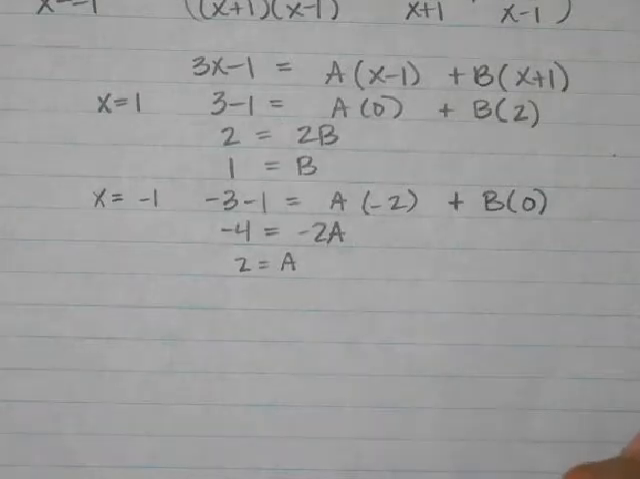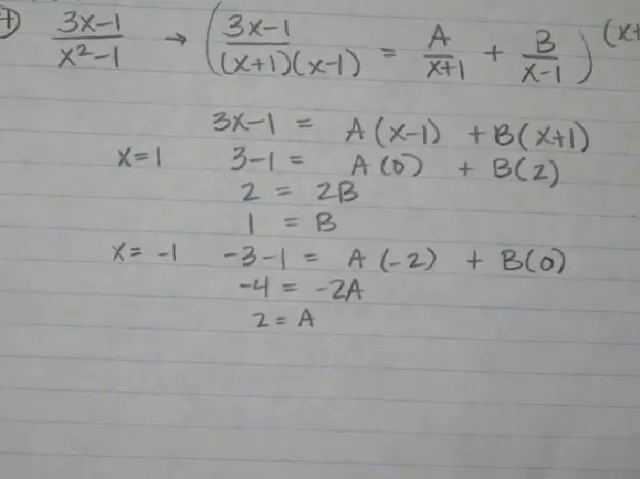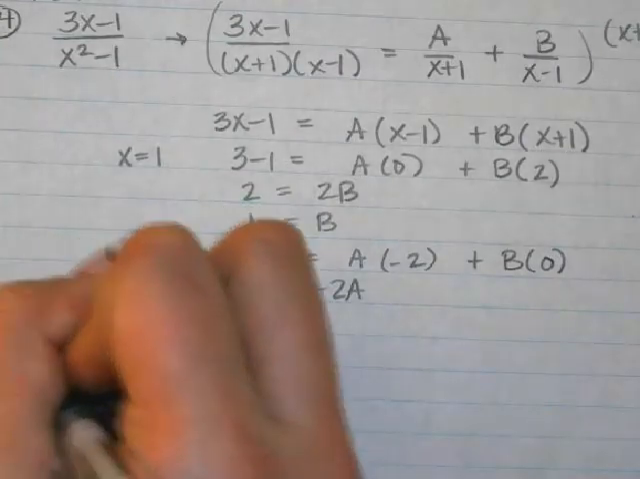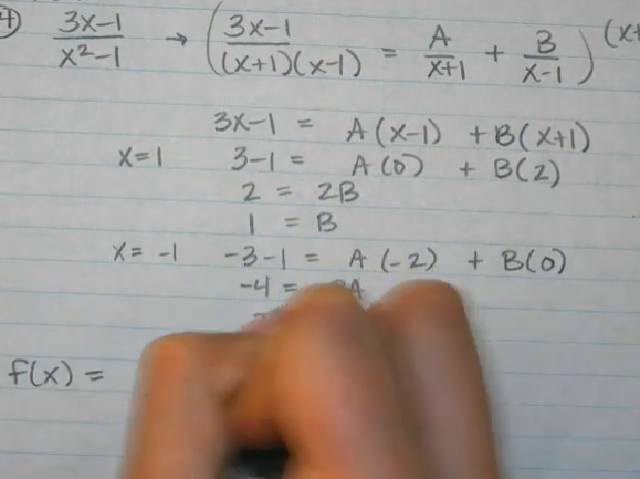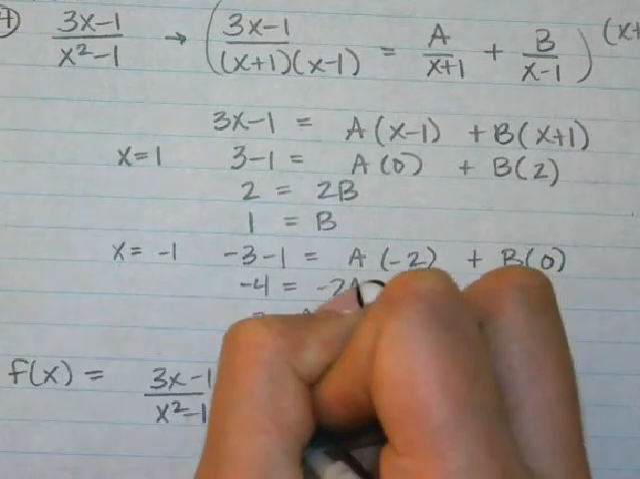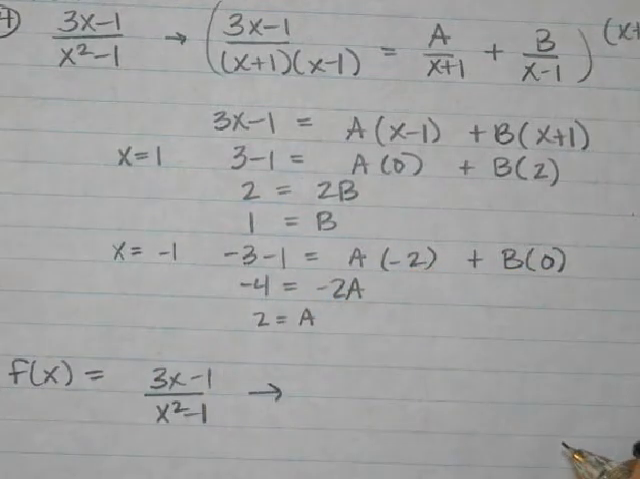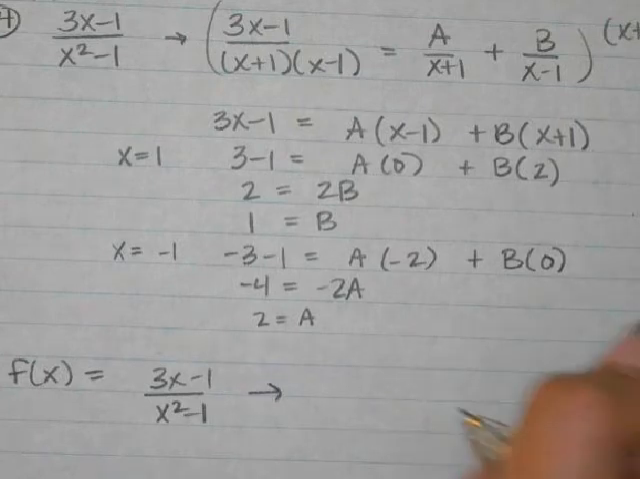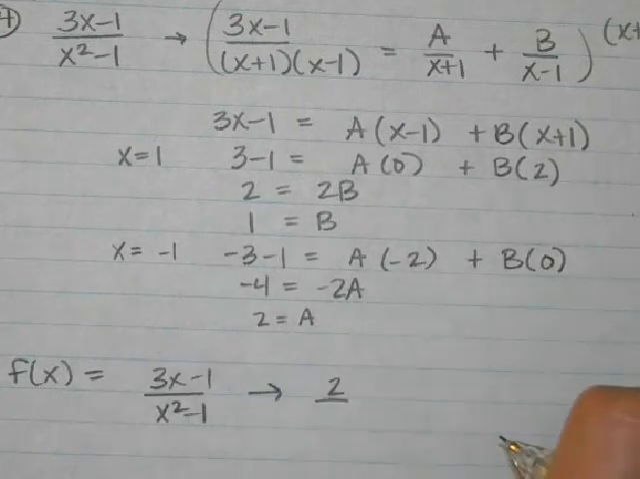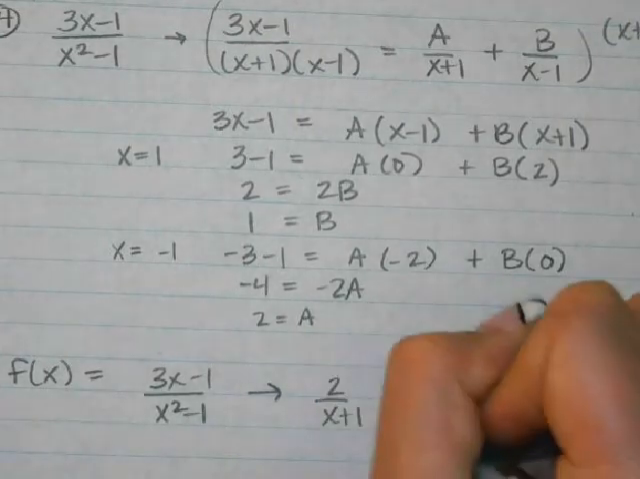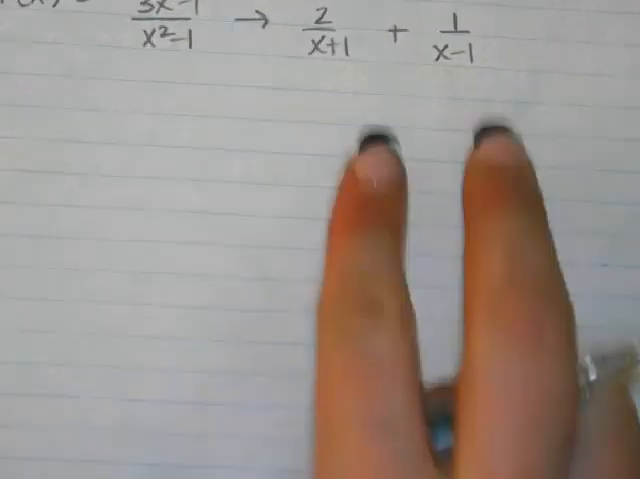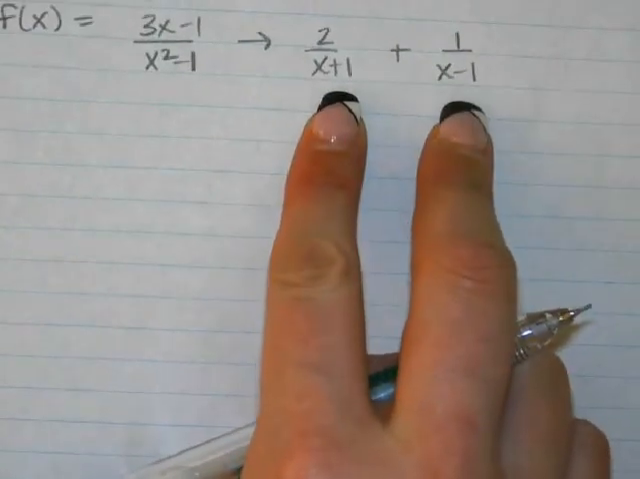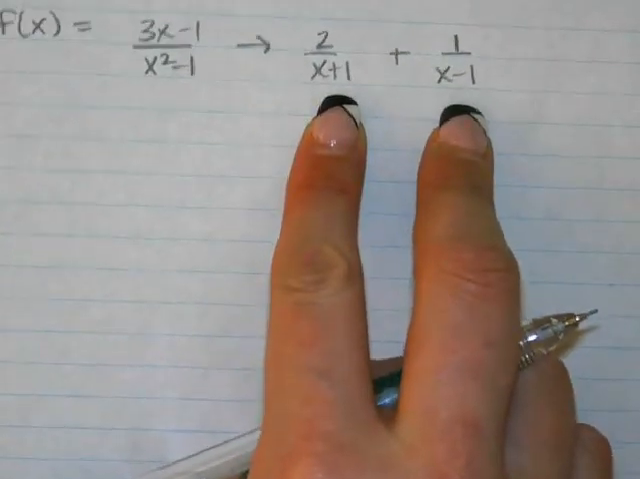Okay. So instead of our original function being f of x equals 3x minus 1 over x squared minus 1, we're going to say that our original function was actually 2 over x plus 1 plus 1 over x minus 1. And now we're ready to do it. We're just going to have two different series. Does that make sense? Okay.